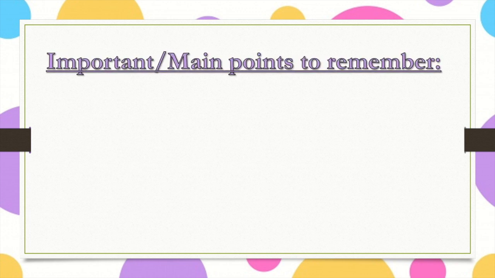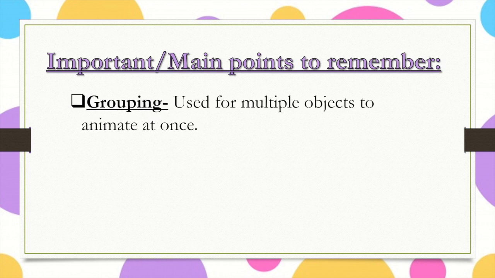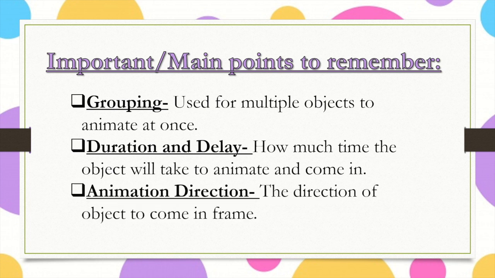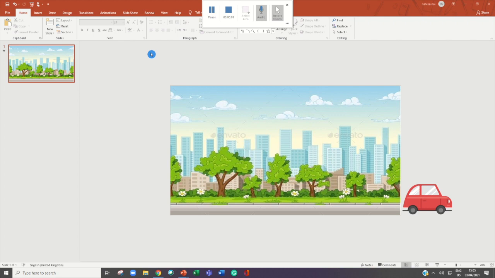So some important or main points to remember while animating are grouping, which is used for multiple objects to animate at once. Duration and delay, how much time the object will take to animate and come in. Animation direction, which is the direction of the object to come in frame. So let's get started. Okay, so in part 1, I made this animation.